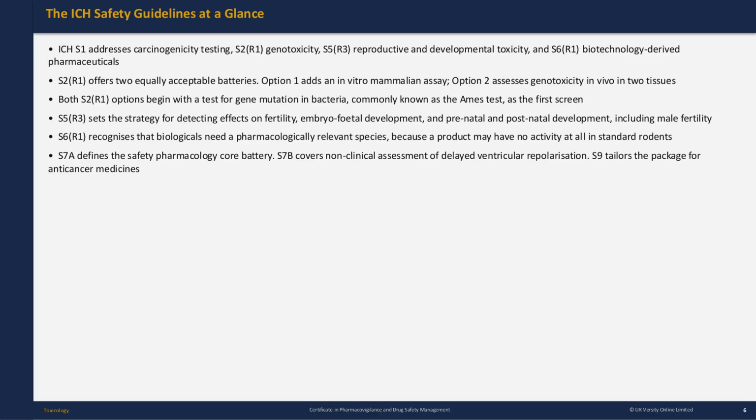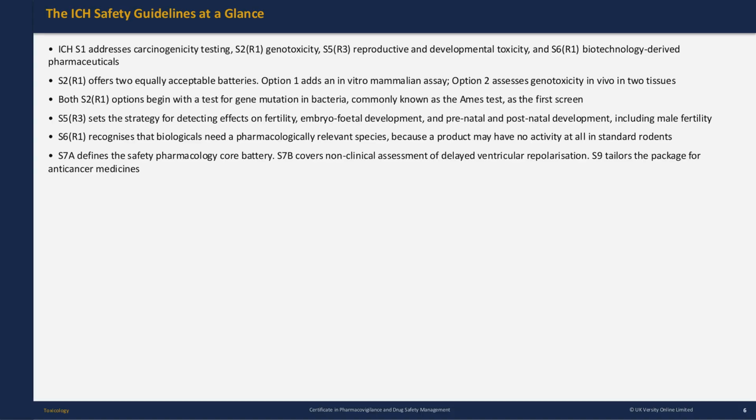The ICH safety guidelines at a glance. ICH S1 addresses carcinogenicity testing, S2R1 genotoxicity, S5R3 reproductive and developmental toxicity, and S6R1 biotechnology-derived pharmaceuticals. S2R1 offers 2 equally acceptable batteries. Option 1 adds an in vitro mammalian assay.